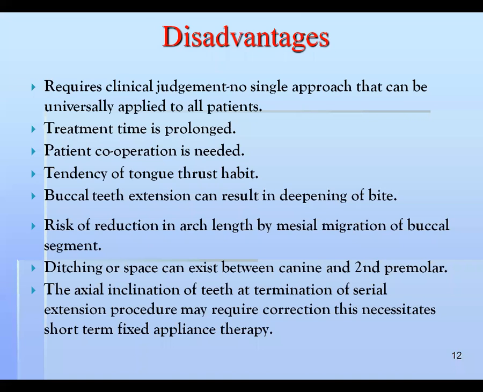Tendency of developing tongue thrust habit. Buccal tooth extension can result in deepening of bite. The risk of reduction in arch length by mesial migration of the buccal segment. Ditching, or space, can exist between the canine and second premolar. The axial inclination of teeth at the termination of the serial extraction procedure may require correction. This necessitates short-term fixed appliance therapy.